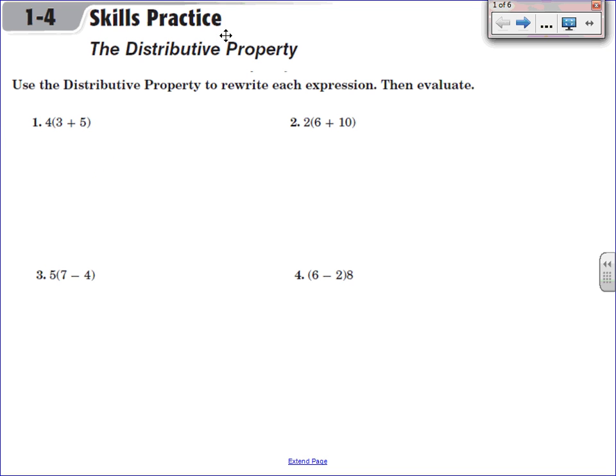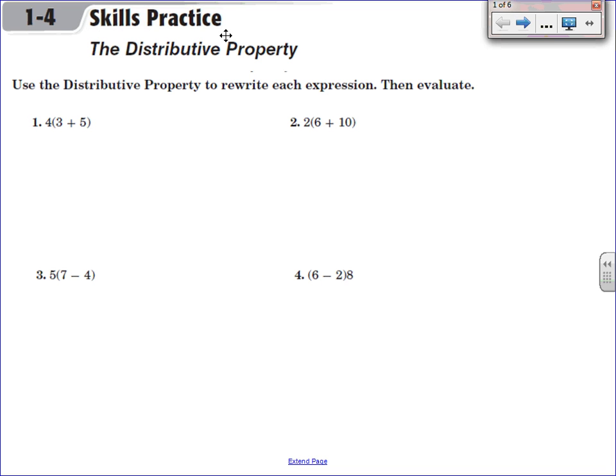This is the 1-4 skills practice on the distributive property. It tells us to use the distributive property to rewrite each expression. And in problems 1 through 4, it's really just giving you practice to use the distributive property. It doesn't give you a whole lot of practical use of it.